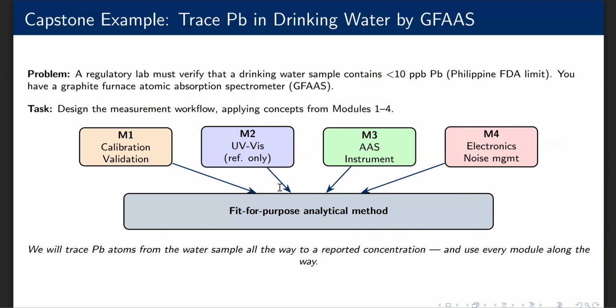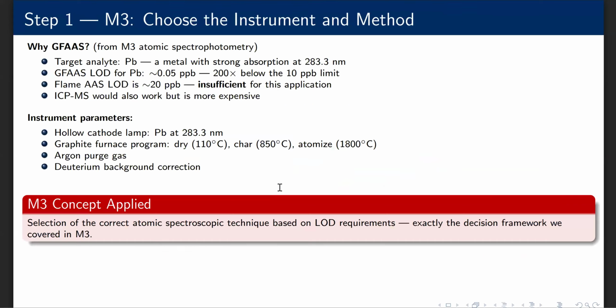A laboratory or regulatory lab must verify that drinking water contains less than 10 parts per billion of lead. That's the Philippine FDA limit. And so we have a graphite furnace atomic absorption spectrometer. We want to design the measurement workflow showing how each module contributes. This diagram shows how that happens in the workflow. So we'll trace the lead atoms from the water sample all the way to the reported concentration and use every module along the way. Okay, so step 1 comes from module 3 on AAS, atomic spectrophotometry.